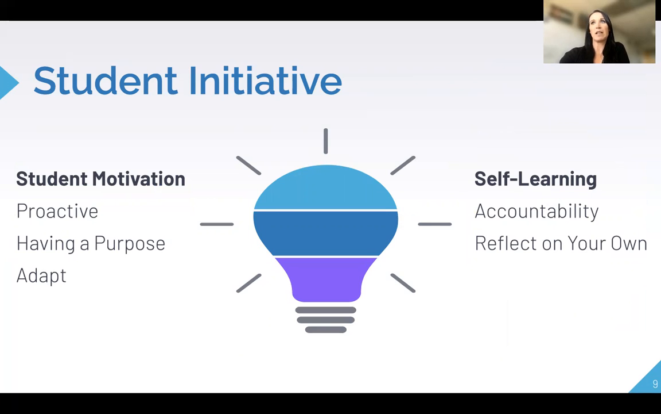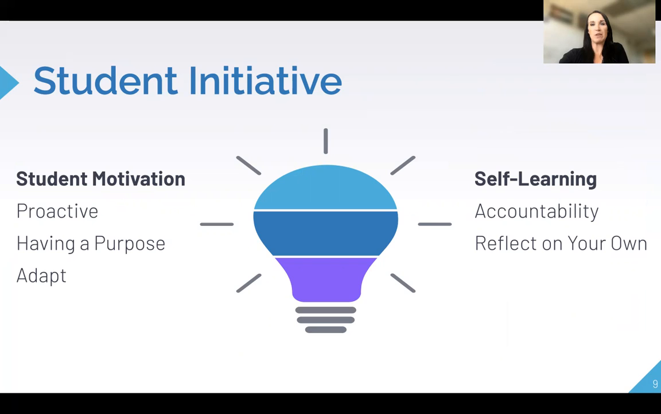The first theme for cognitive presence is student initiative. The categories that developed this theme were student motivation and self-learning. This theme's definition emerged by analyzing the data from students and faculty members, describing the importance of student initiative in online courses that support their persistence.